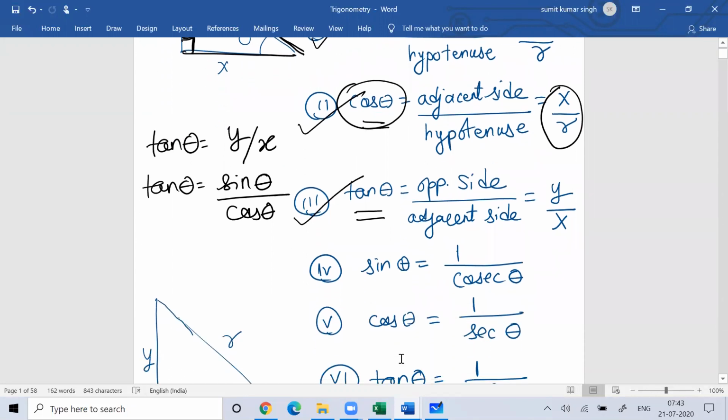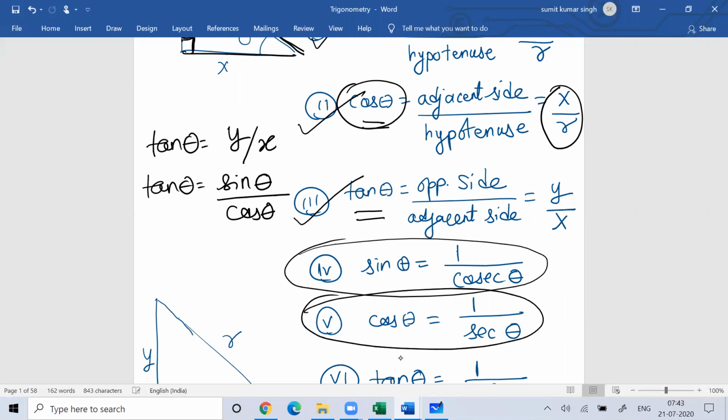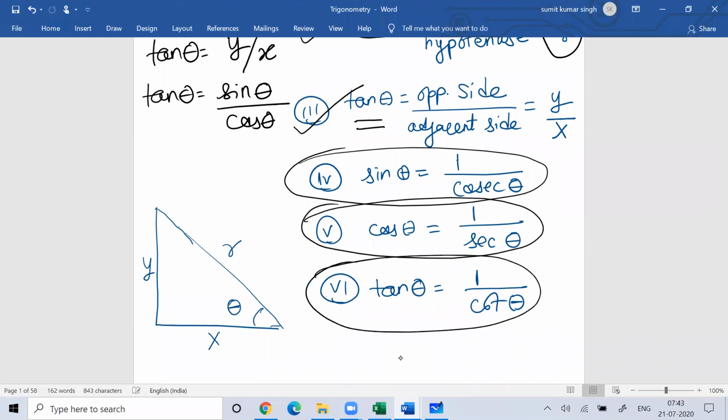Now, the opposite of sine theta is cosec theta. So cosec theta is the reciprocal of sine theta, that is hypotenuse divided by perpendicular. Then the opposite of cos theta is sec theta, and the opposite of tan theta is cot theta. So cot theta is base divided by perpendicular.